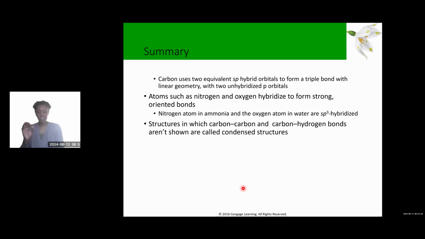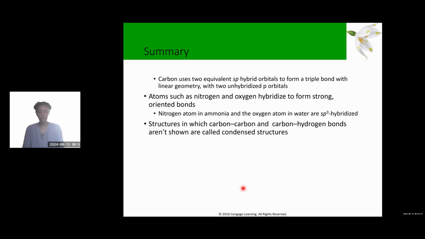Atoms such as nitrogen and oxygen hybridize to form strong oriented bonds, and you're still able to observe that sp3 hybridization. Nitrogen atoms in ammonia and oxygen atoms in water are sp3 hybridized. And we did see with sulfur, even though slightly different, it still has sp3 hybridized characteristics a little.